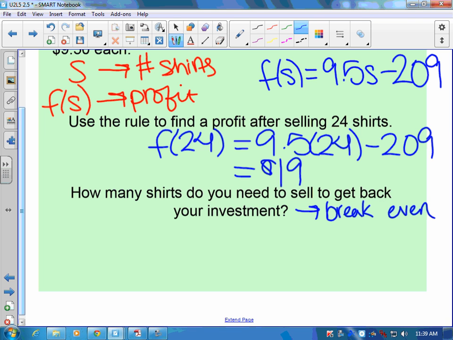Jacob? So the number of shirts is 0? Which one is 0? The profit. So which one should I replace with 0? No, 209 is still the money that I spent. We said S is the number of shirts, so I don't want to put 0 in for S. Where should I put 0? They still cost 9.5 each. I've got to put it somewhere.